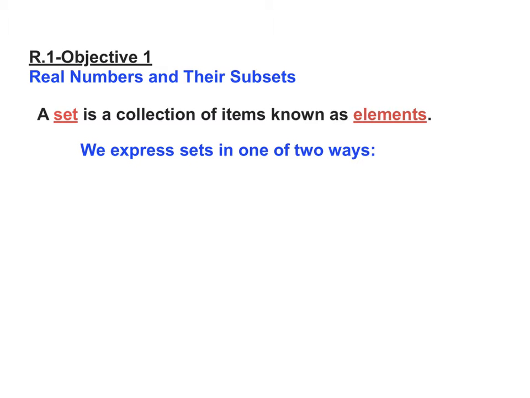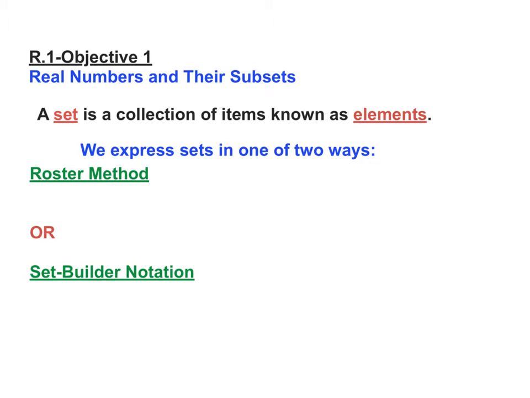Okay, so we can express sets in one of two ways, and you need to know both. Those two ways that we express those sets are what are called the roster method, which is the one you're probably most used to, and then set builder method.